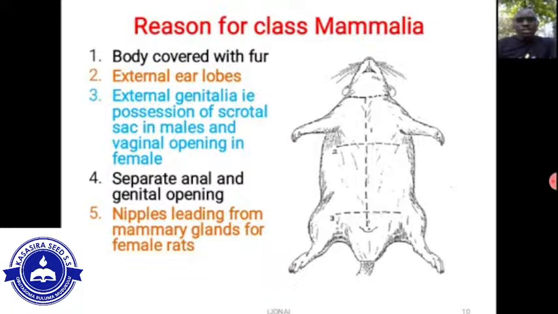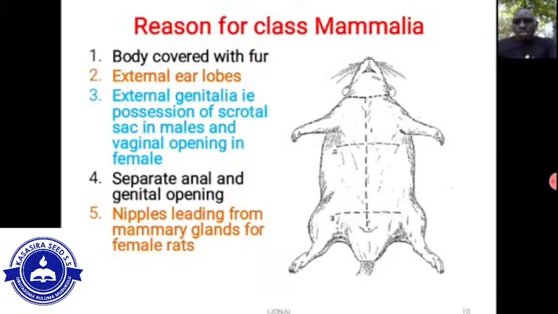So let's look at its class. We said it belongs to class Mammalia. So if it is class Mammalia, there are reasons why we should call them mammals. One of them is that the body is covered with fur or hairs. So the whole body is covered with the hairs, either black. What differentiates them is the color of the hair, but the hair is universal for all the mammals. And then the other one is external earlobes. So all the mammals have external ear lobes, including the rats. Even ourselves, we have this external earlobe called the pinna. Yeah, this pinna are used for collecting sound waves.